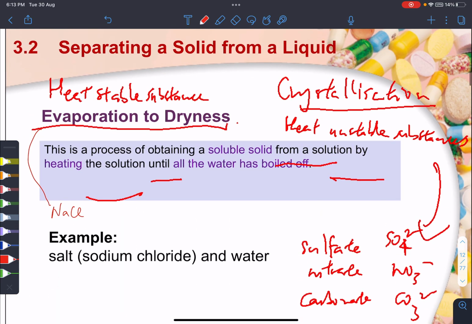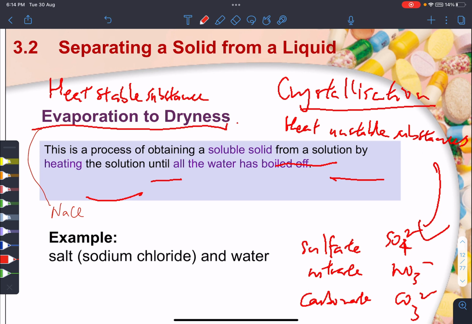Yep, we are done with that method. Next one is called evaporation to dryness and crystallization. They are actually pretty much very similar. Evaporation to dryness is technically for things that are stable to heat. That means you can literally heat it and go and drink coffee, go and do whatever you want, then come back later. Nothing will happen, nothing will decompose. You will just have the dry thing there. So the most common example is your sodium chloride.